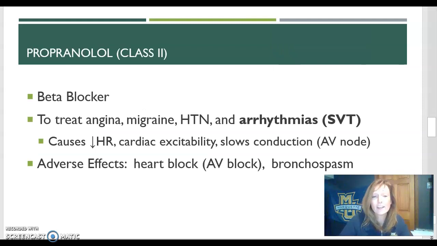Our second classification you will be familiar with. Propranolol is a class 2 antiarrhythmic, and it is a beta blocker. Remember, it ends in OLOL, and it is a beta blocker, so we know that it's going to block the beta cells in the heart. We also know that it is a non-specific beta blocker, so we also have to watch for side effects in the respiratory system. We're looking at those lungs. We're looking at if there is any bronchospasm.